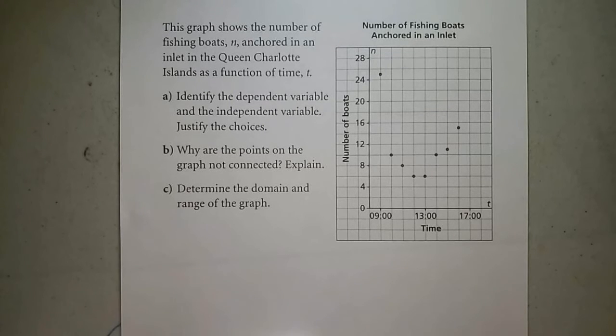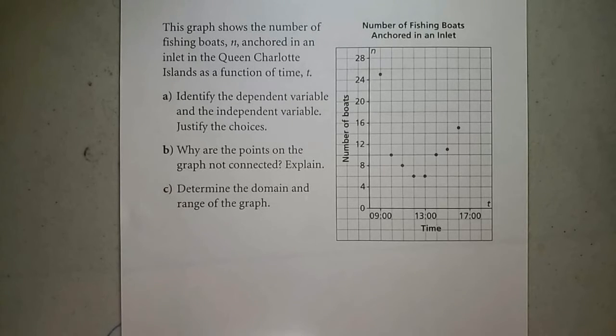Right, so there's a few more things we can identify from a graph. We can identify the dependent and independent variables. We can look at connecting the points and not connecting the points. And again, we can look at domain and range.